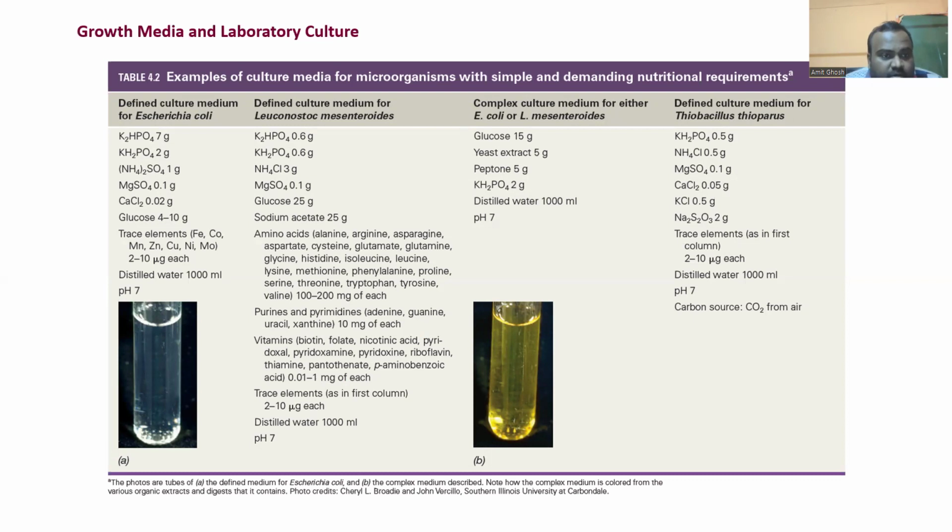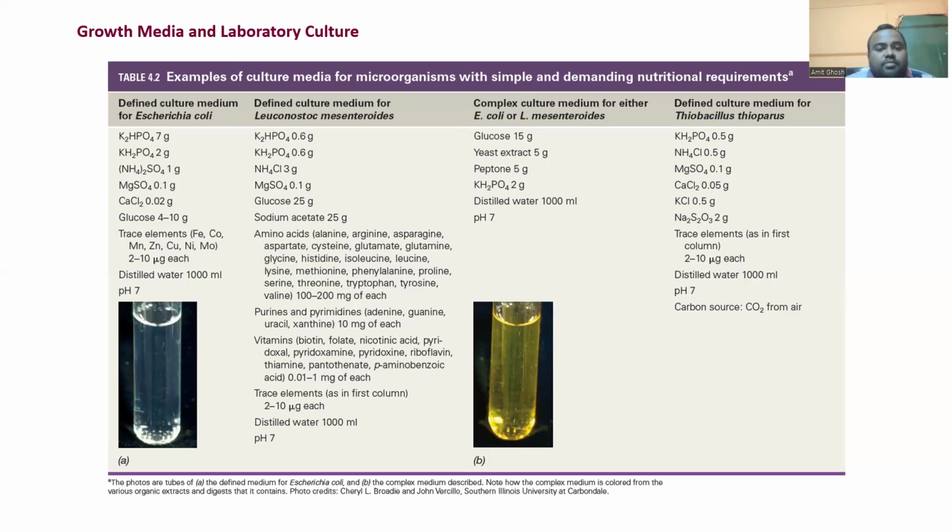Here the different compositions are K2HPO4 7 gram, KH2PO4 2 gram, (NH4)2SO4 1 gram, MgSO4 0.1 gram, calcium chloride 0.02 gram, glucose 4 to 10 gram, and it needs trace elements like iron, cobalt, manganese, nickel, etc. It needs distilled water, and the pH will be 7. This is the culture medium for Escherichia coli, and it is also called a defined medium because all the ingredients are actually known.